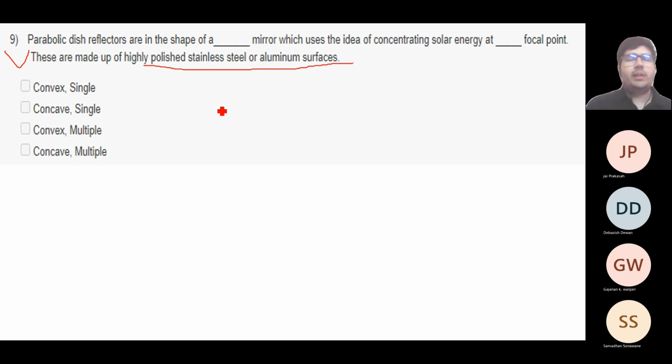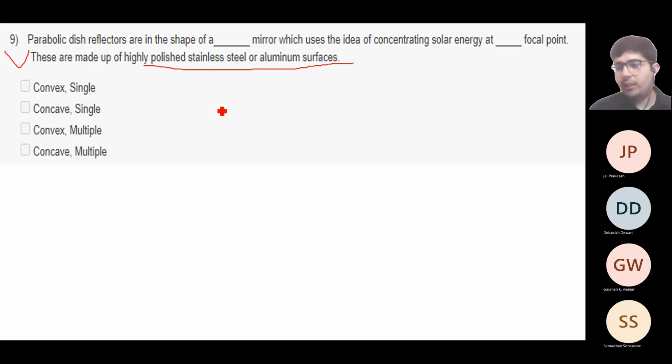So we have mentioned in our solar disk collector slides that we can use some mirrors or some shining sheets, or some other material that can reflect the solar radiation effectively. If we are using a mirror, then what kind of mirror should it be? Convex or concave, which uses the idea of concentrating solar energy at a focal point. The options are single or multiple. Are we having a single focal point or multiple focal points? Are we concentrating the energy at a particular point or at some different points?